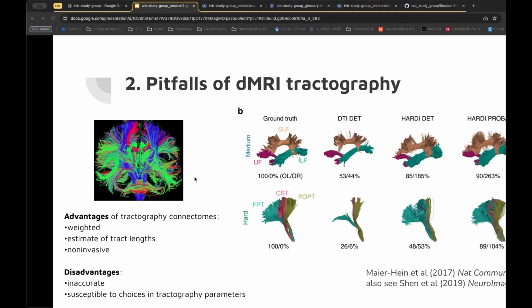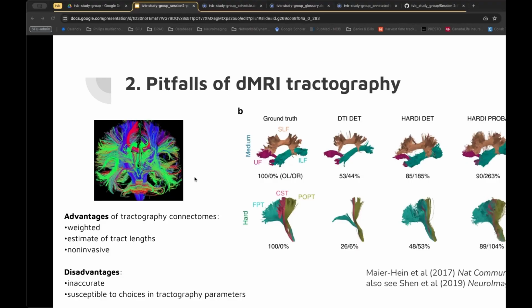And it has these really nice advantages where you get weighted connectomes, you get capacity measures for how many fiber tracks might be running between any two regions of interest you might be interested in. You get an estimate of track lengths, which you don't get from the invasive histological approaches. And it's not invasive, right? So it's the only non-invasive way in vivo to collect this kind of information.